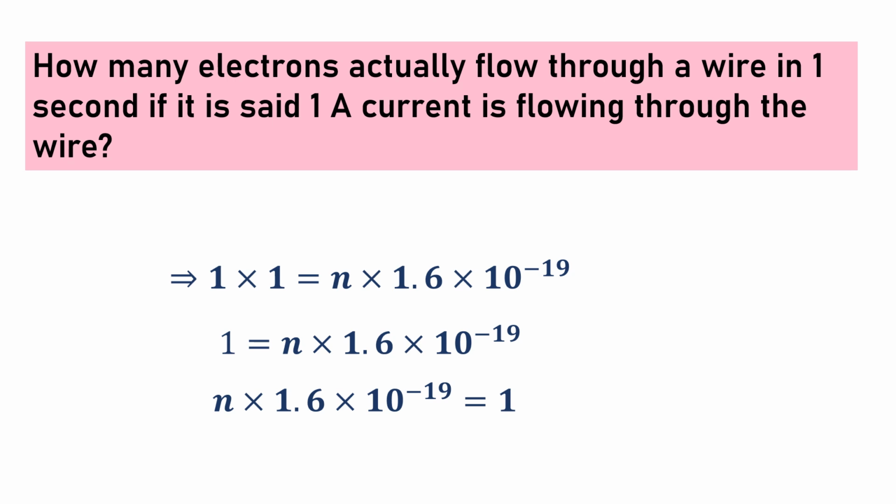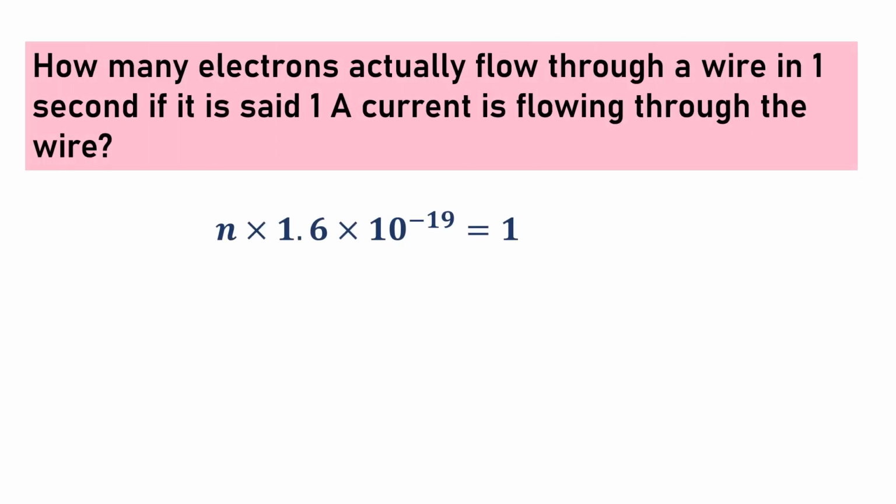In the next step, for our convenience, I'm just interchanging the sides. We can easily do this in a linear equation. So I'm taking n multiplied by 1.6 multiplied by 10 raised to minus 19 in the left hand side, and the 1 we are taking to the right hand side. Why have we done this? Because we need to find out the value of n. So we have just kept n in the left hand side for our convenience.